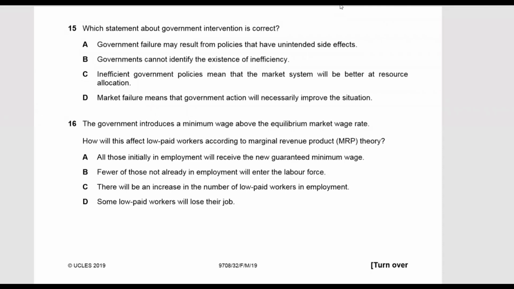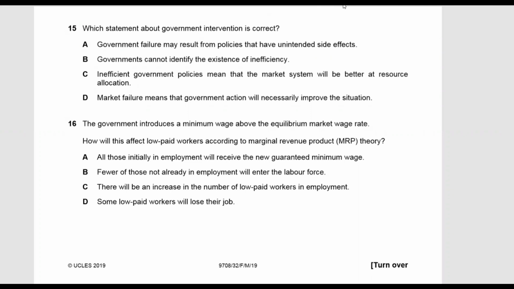Which statement about government intervention is correct? Option A is the correct answer. And in option A, government failure may result from policies that have unintended side effects. So government failure is basically when government makes any kind of policy and that policy unintentionally creates some side effects, then it will be a government failure. And what happens generally, government makes policies to correct some economic issue, but instead of correcting that economic issue, it further increases. That is called government failure.